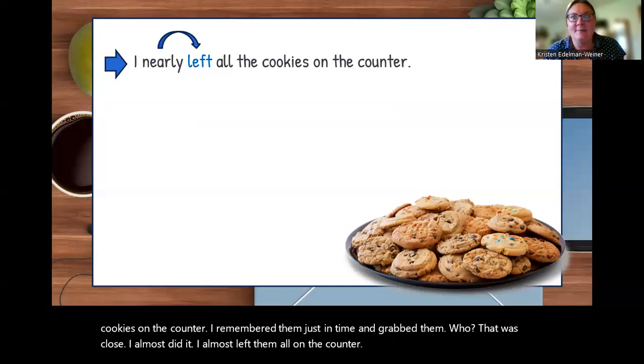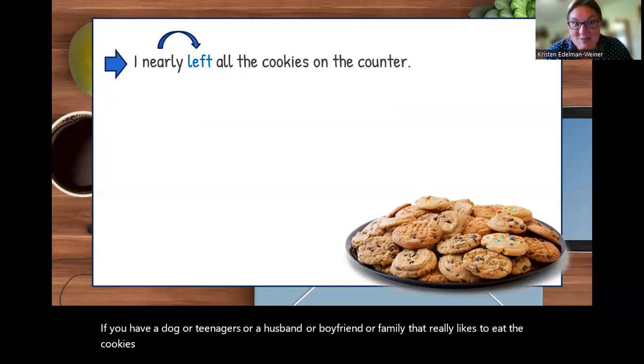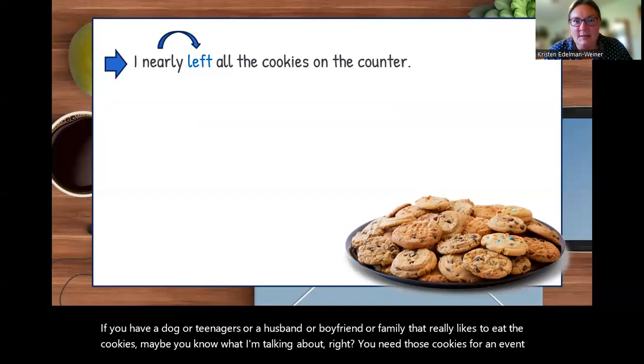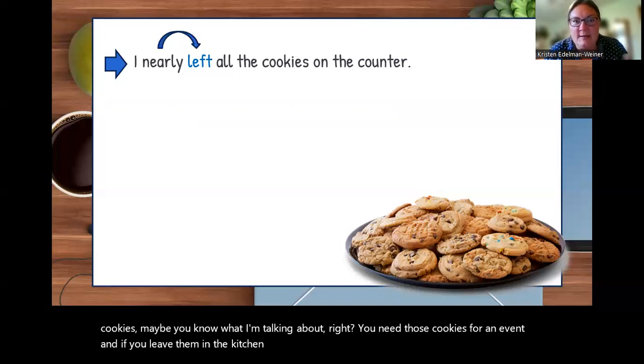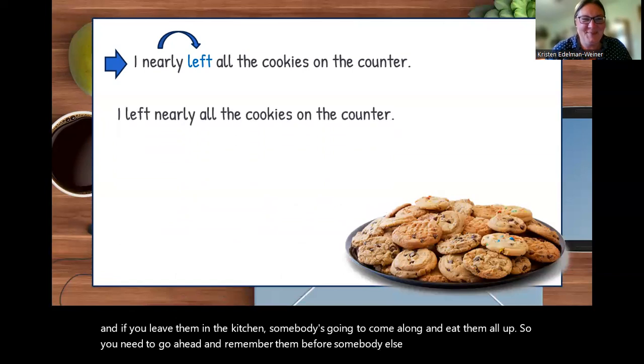If you have a dog or teenagers or a husband or a boyfriend or family that really likes to eat the cookies, maybe you know what I'm talking about, right? You need those cookies for an event. And if you leave them in the kitchen, somebody's going to come along and eat them all up. So you need to go ahead and remember them before somebody else gets to them, right?